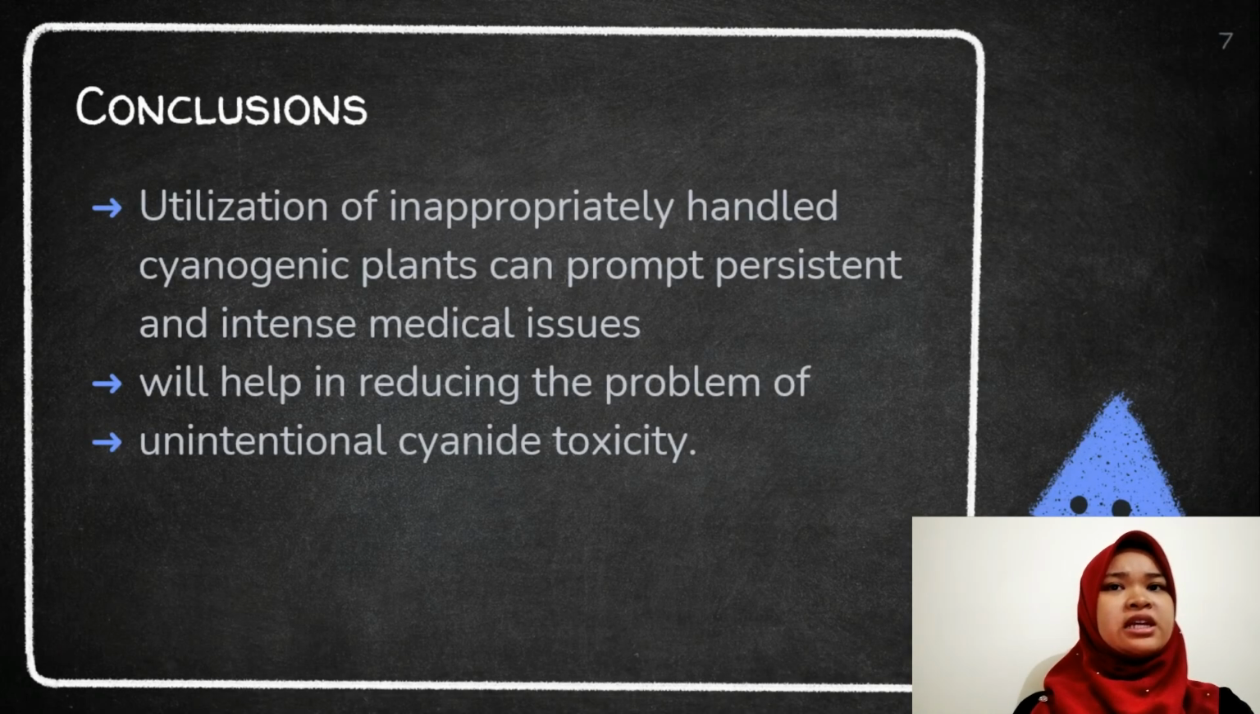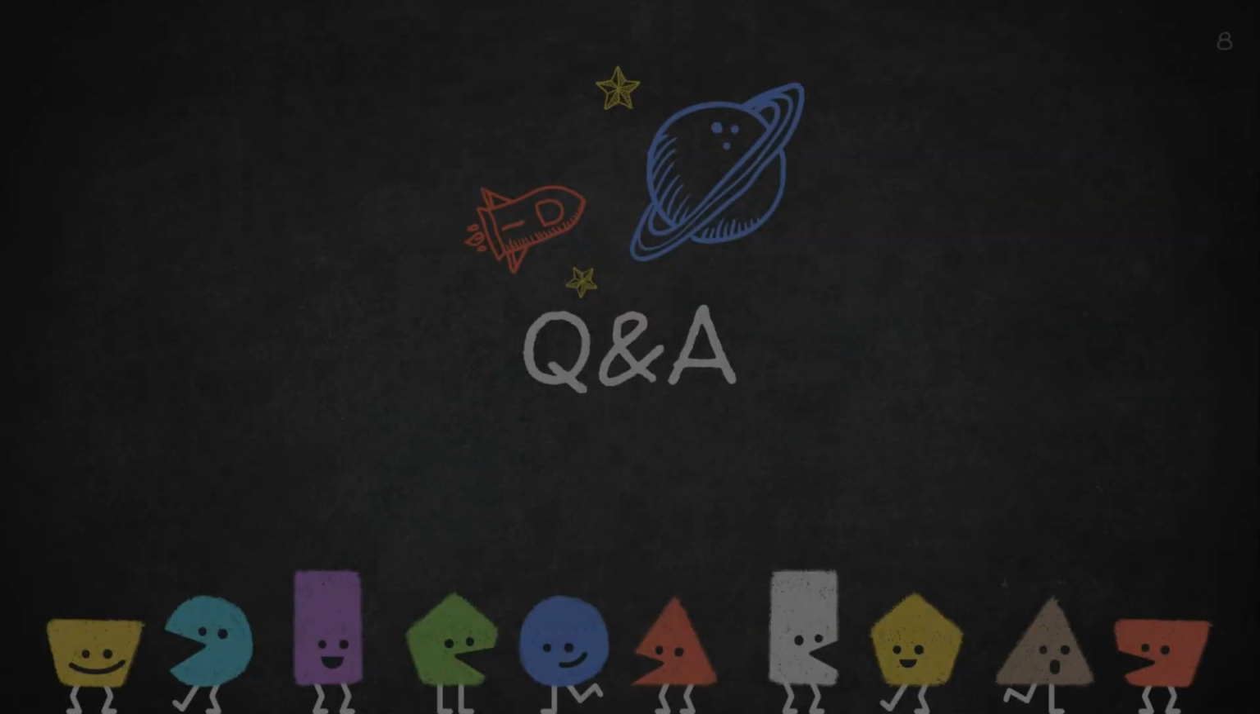In conclusion, cyanogenic glycosides are abundant in edible plants. Consumption of improperly processed cyanogenic plant can lead to chronic and acute health problems. Understanding the appropriate processing method for specific cyanogenic plant will help in reducing the problem of unintentional cyanide toxicity. Similarly, to prevent adverse effects of cyanogenic glycoside in food plant, consumers should prepare food properly before consumption.